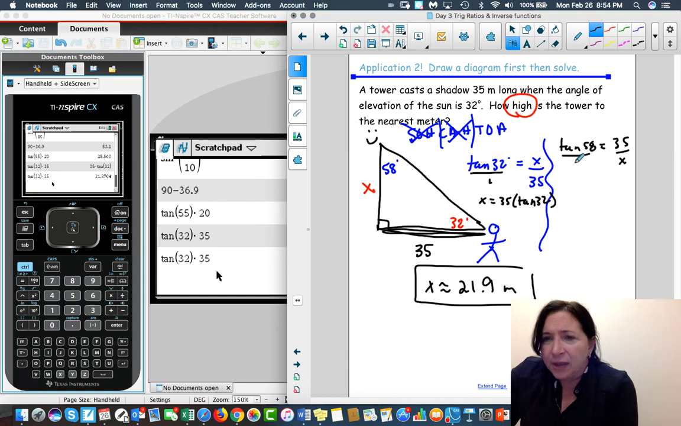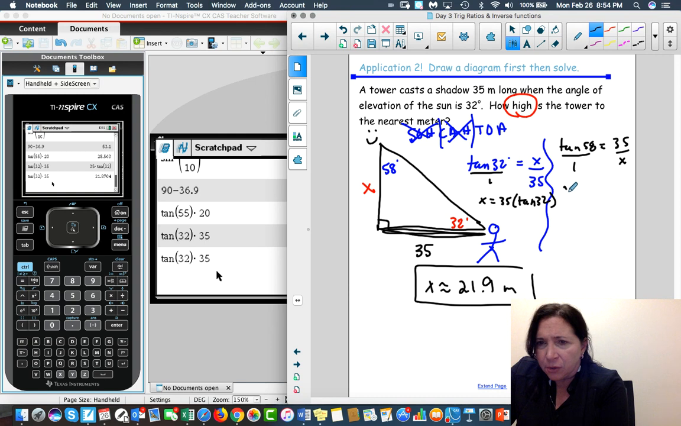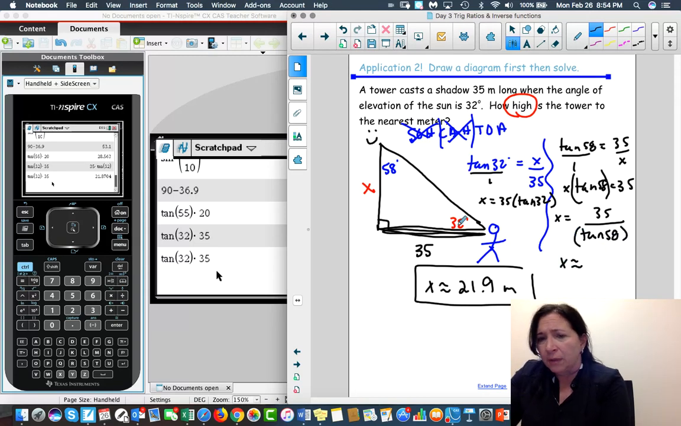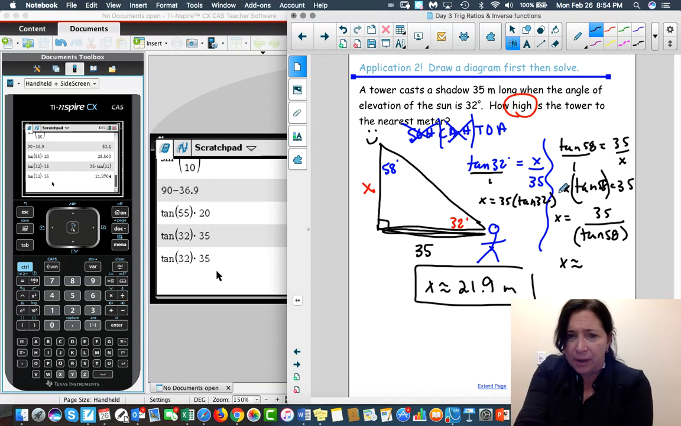Now, had I used this form here instead, I would be going x times tangent of 58 equals 35. And then I would have to divide, x equals 35 divided by this quantity, which is tangent of 58. So you do have the option of doing both, but do you notice that this has one extra step? Let's just do this here.